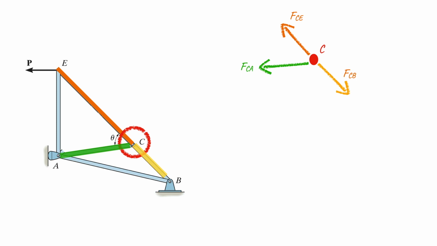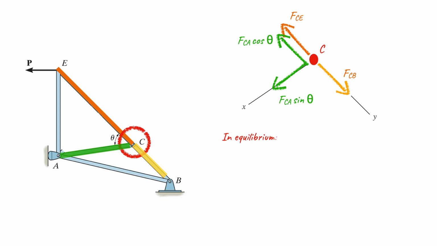If we consider the x and y direction similar to our previous joint analysis, then there is one inclined force direction in this particular free body diagram, which is FCA. So we can resolve this force into equivalent x and y components. In the x direction, it becomes FCA sine theta, whereas in the y direction, it becomes FCA cos theta. Now we can apply the equilibrium condition in x and y direction.